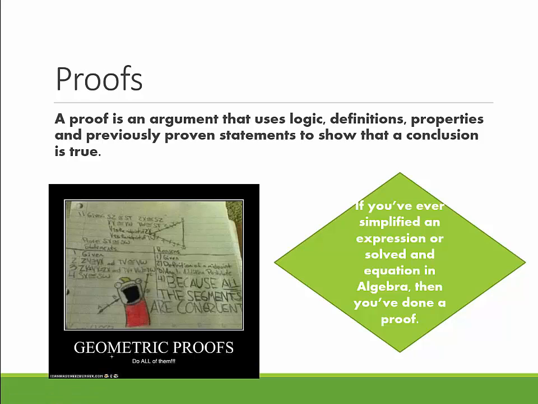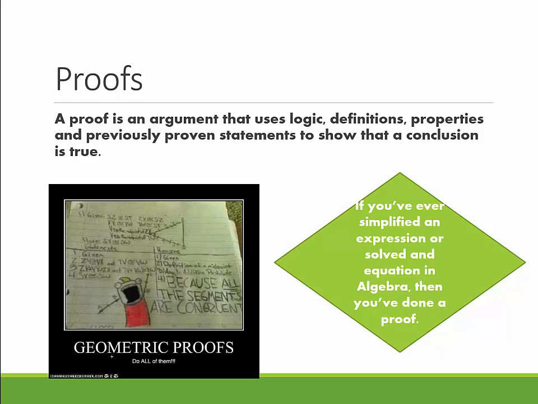So proving is something we're going to do for the rest of this geometry class. We got to start out small with this section, but then we'll eventually prove almost everything we do. So a proof is an argument that uses logic, definitions, properties, and previously proven statements to show that a conclusion is true.